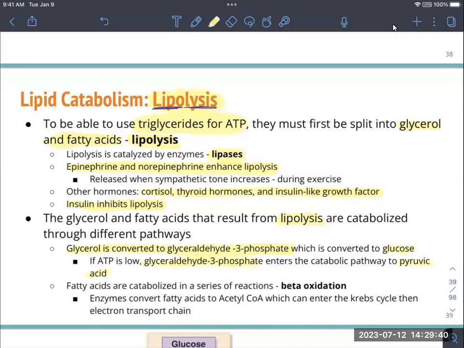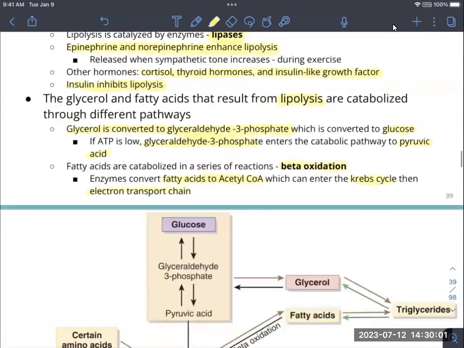Now these fatty acids go through what is known as beta oxidation. It's a series of reactions that converts fatty acids into that acetyl-CoA. We skip over glycolysis with these fatty acids, and they can enter into that Krebs cycle, then down to that electron transport chain.